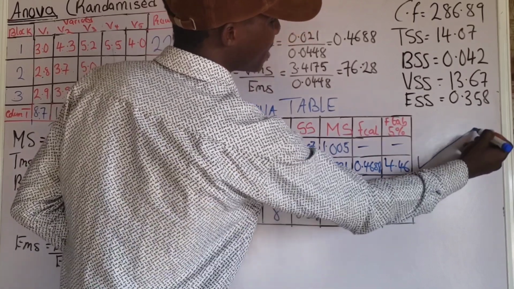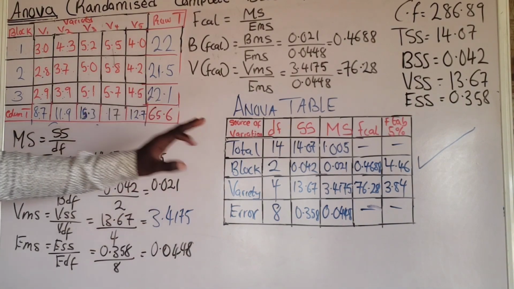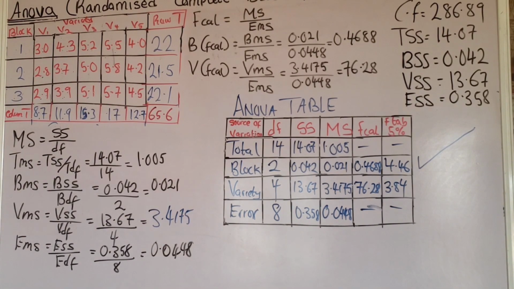So we have already computed the ANOVA table. This is the ANOVA table that we were asked to compute. Now we are told to draw our inference. Pay attention, I want to interpret this now. The F tabulated at 5% is 3.84 and F calculated is 76.28. Since the F calculated is greater than the F tabulated at 5% level of significance, we conclude that the experiment shows significant difference among the five treatments of variety. That is my inference, or the conclusion.